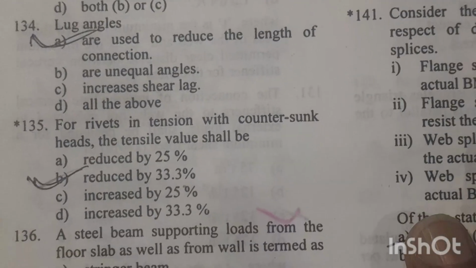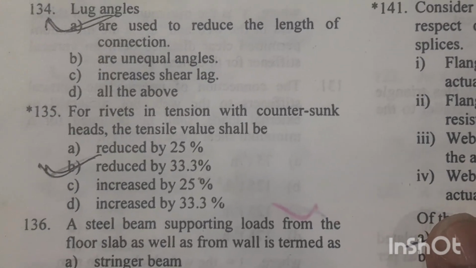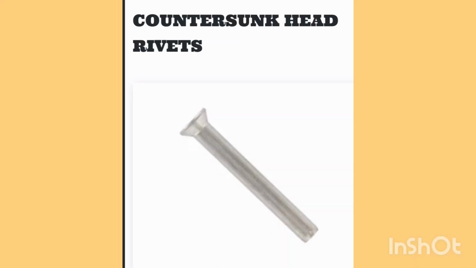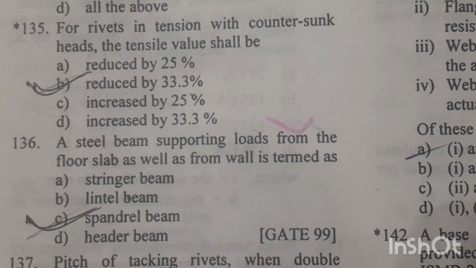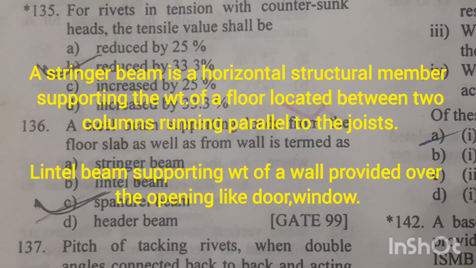Question number 135. For rivets in tension with countersunk heads, the tensile value shall be reduced by 33.3%. Option B is right answer. Question number 136. A steel beam supporting the loads from the floor slab as well as from the wall is termed as spandrel beam. Option C is right answer.